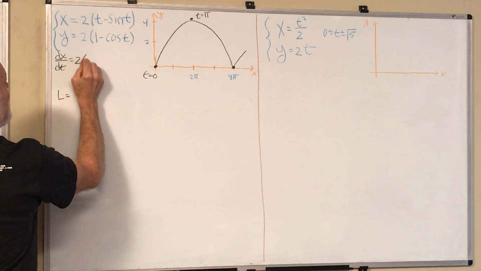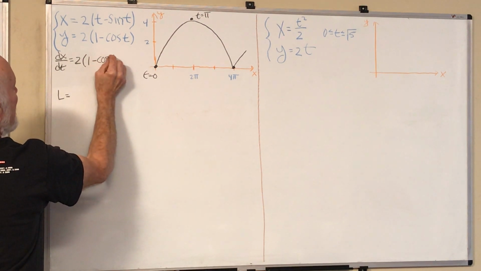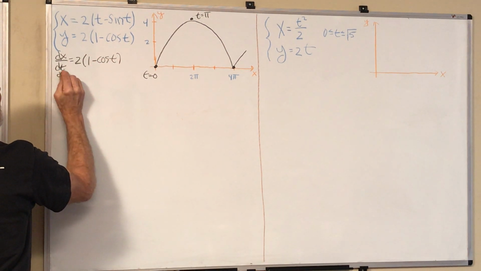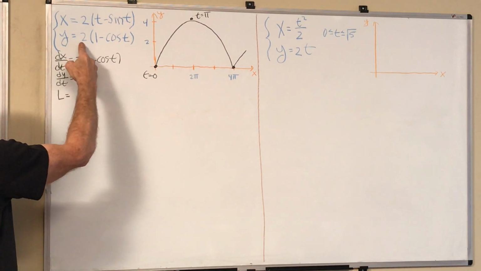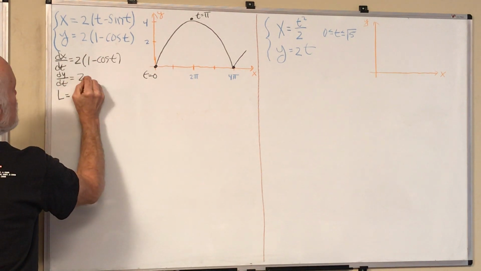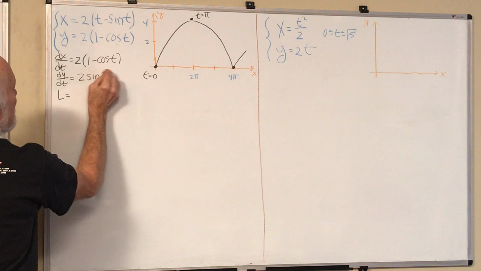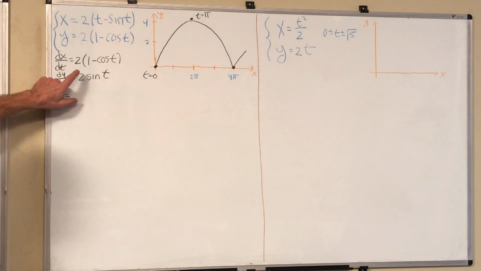So dx dt is 2 times 1 minus the cosine of t, and dy dt is 2 times 0 minus a negative sine of t. So 2 sine of t. And before we find the length, let's just see if everything seems to make sense.